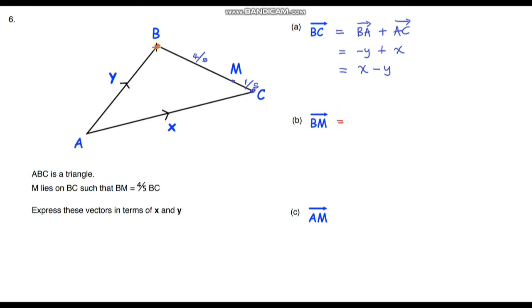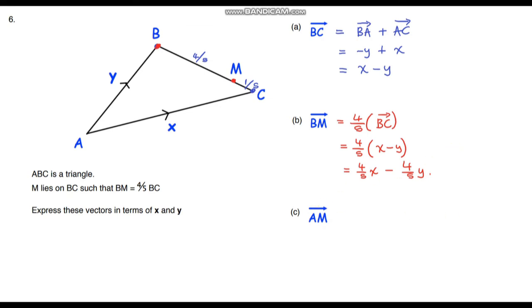So BM, we're starting here and we're finishing here. So we can see that BM is 4/5 of BC. Well, we know what BC is, we just worked that out. So it's going to be 4/5 of x minus y, which, if we just expand the brackets, will be 4/5 x minus 4/5 y. So that is our answer.